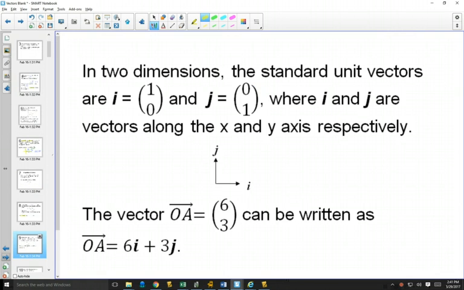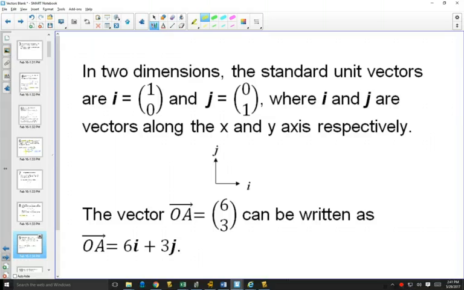So there's two standard unit vectors. One of them is going 1 unit to the right, and the other one is going 1 unit up if you're working in 2 dimensions. So these are called the standard unit vectors in 2 dimensions. We'll also have standard unit vectors as we go to 3-dimensional math in a bit.